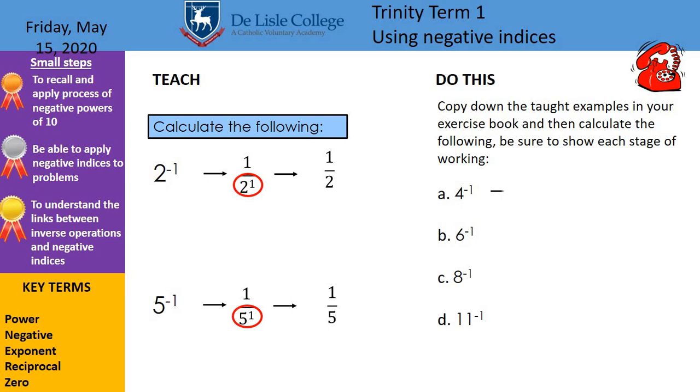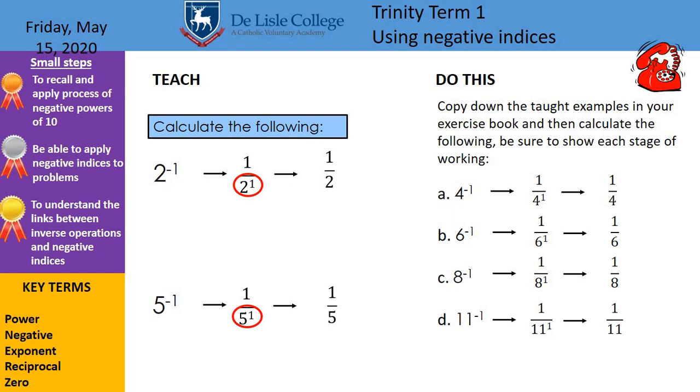Right, brilliant. So for A, you should have a fraction of 1 over 4 to the power of 1, which is a quarter. Then here you should have a fraction as 1 over 6 to the power of 1, which is a sixth. Then a fraction as 1 over 8 to the power of 1, which is 1/8. And then a fraction of 1 over 11 to the power of 1, which is 1/11. Please just mark your work, make any corrections where necessary.